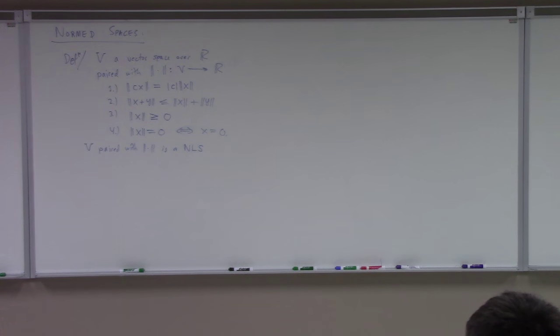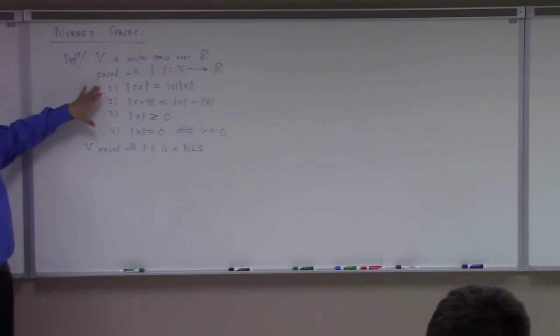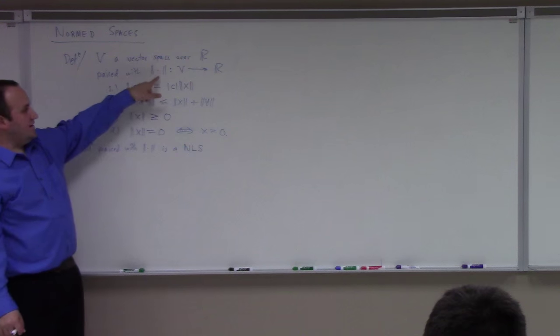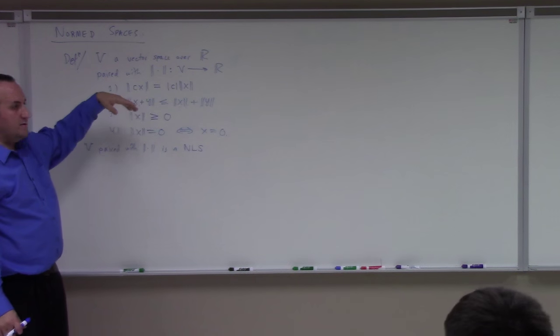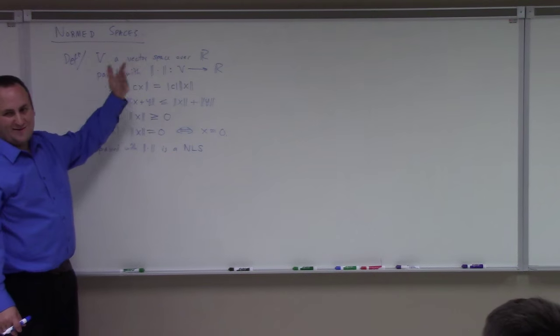I'm sorry, what is the meaning of the double bars? The double bar is, so I'm giving you a set of axioms. If you have some function on a vector space that satisfies these four things, it's a norm. This notation is just a shorthand for the actual function.